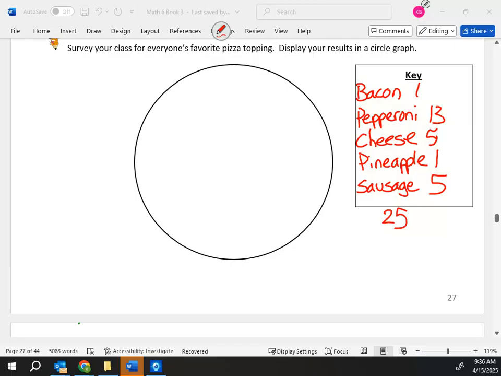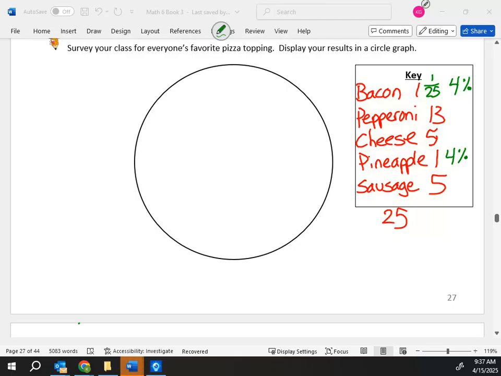So we need to know 1 of 25 is what percent? So who can do that math for me? 1 of 25, 1 times 0.25. No, sorry. Nope, did that wrong. 1 person out of 25. So 1 divided by 25 gives us what decimal that we create a percent out of? Lila? 0.04. So what would that be? 4%. And down here we have a 1, so that's going to be 4%.